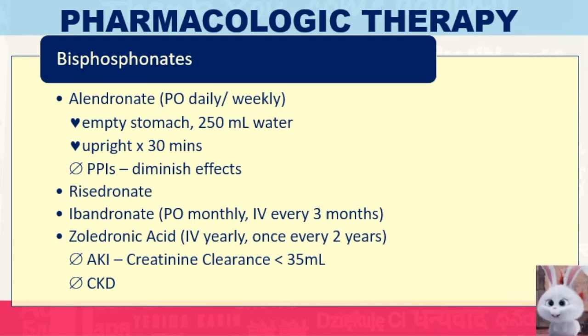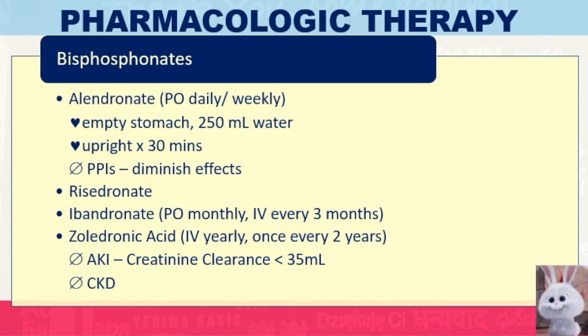Okay, it is not to be given with your proton pump inhibitors, so your prazole drugs, omeprazole, pantoprazole, because it would diminish the effect. Another example would be your risedronate. We also have your ibandronate. Your ibandronate, class, is given per orem monthly. It's given IV every 3 months. Okay, then you have your zoledronic acid. It's given IV yearly or once every 2 years if the purpose again is prevention.